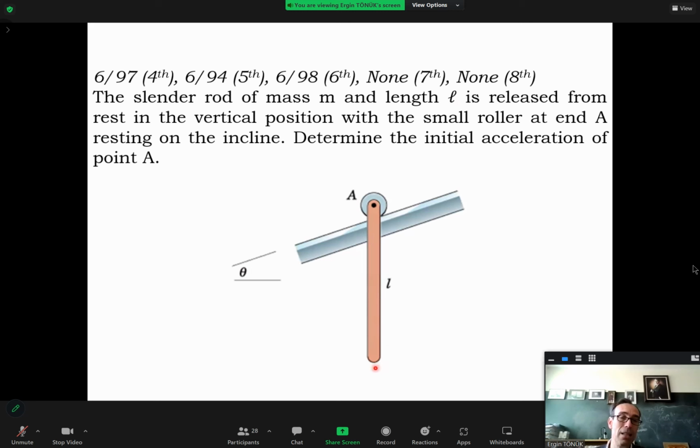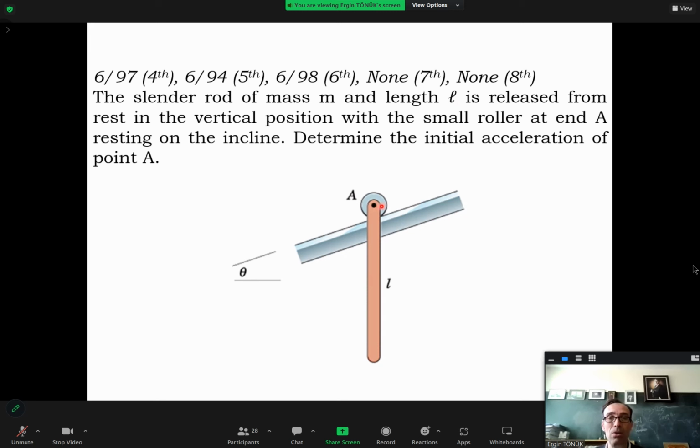We have a slender rod like this, whose length is L, and it's on an incline like this with a very small frictionless wheel here, okay? What it says is: the slender rod of mass M and length L is released from rest in the vertical position with the small roller at end A resting on the incline. Determine the initial acceleration of this point, okay, which is A.